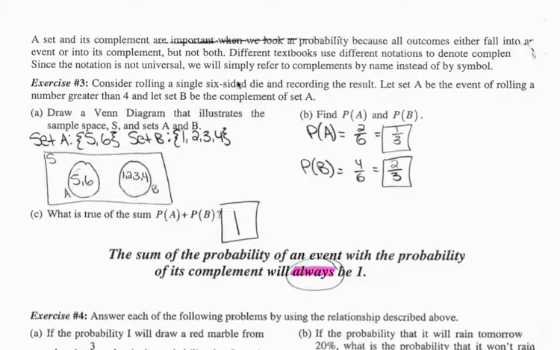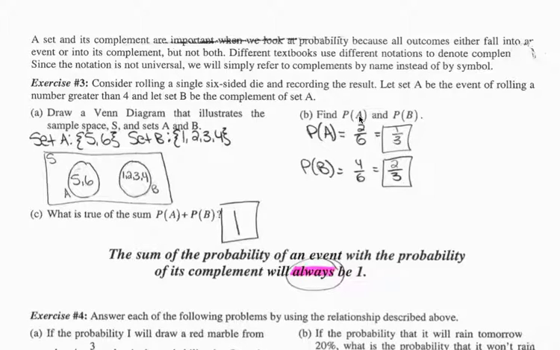Set A is what we're looking for, and that is a number greater than 4. On a 6-sided die, that means we're only going to be looking at numbers 5 and 6. There's my roster notation, and there it is in my Venn diagram. Set B is the complement, so it's every other number other than those greater than 4. So we have 1, 2, 3, and 4 in that set, and you'll notice those here. Both are labeled, and they do not overlap because there are no values that fall into both sets.